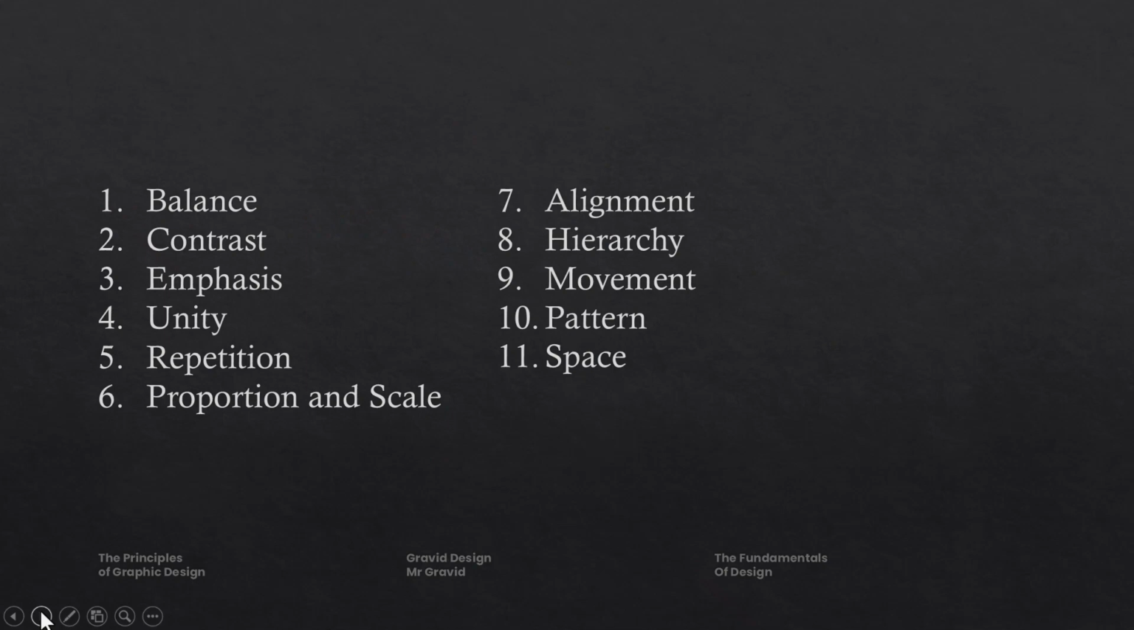So these principles are actually balance, contrast, emphasis, unity, repetition, proportion, and scale. Then we have alignment, hierarchy, movement, pattern, and space. Okay, we have other principles of design. These are not the only principles of design. You may Google online and see that there are way more than this. But I've chosen these 11, of which there's supposed to be one called simplicity. But I didn't add it to the list. Somewhere in the course, we'll look at simplicity. So we'll be diving into looking at these 11 principles of design one after the other.